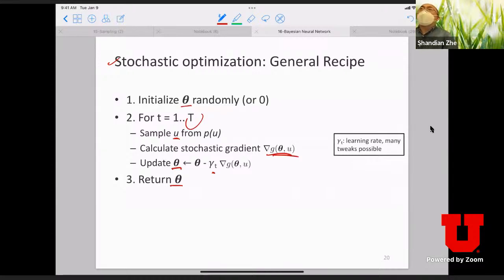Any question regarding these algorithm steps? Everyone's comfortable? It's pretty straightforward, right?